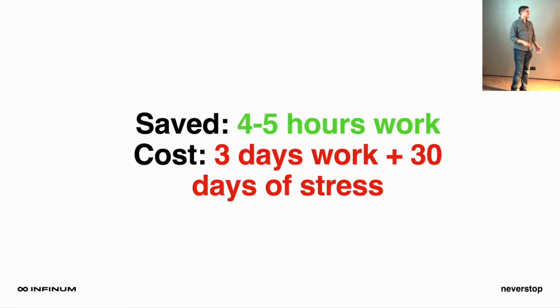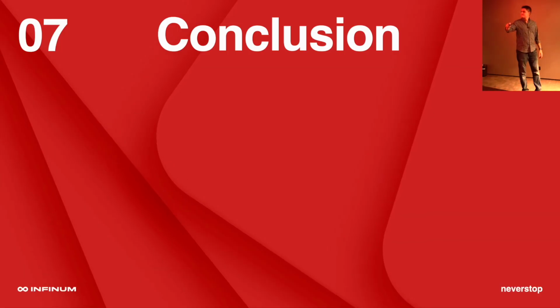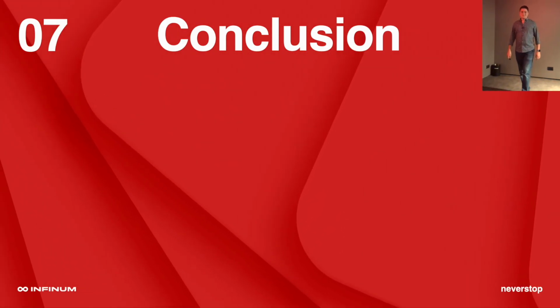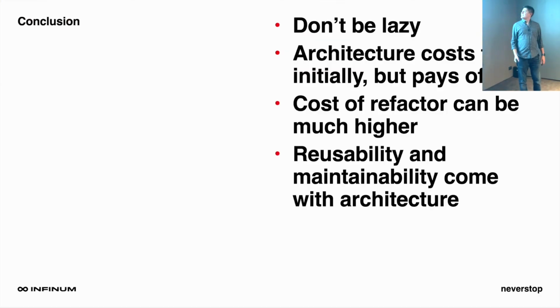And then what is the total cost of this whole adventure? Well, initially I saved like 4 or 5 hours, because I just skipped one domain model, and I made the whole architecture that I explained earlier work with the way I made it, with the byte array. And then in the end, it cost me 3 days of work and 30 days of stress. And the conclusion here is, don't be lazy, like I was. I'm not lazy anymore, I learned my lesson.